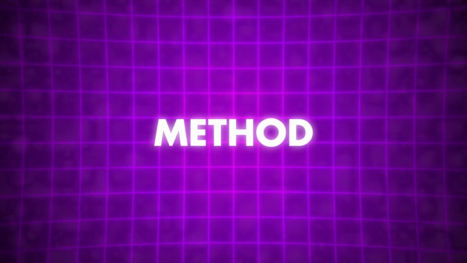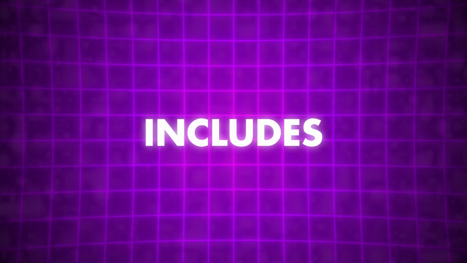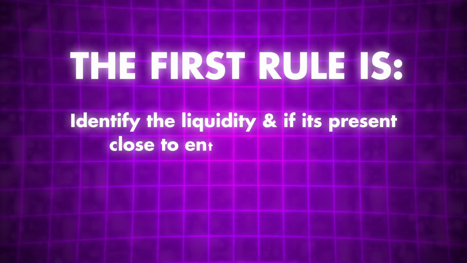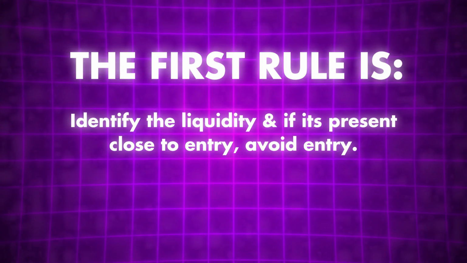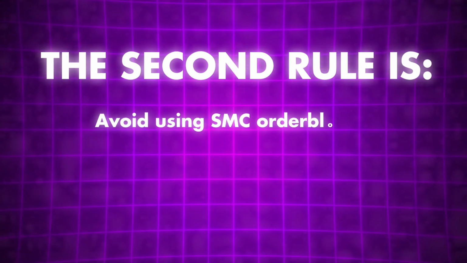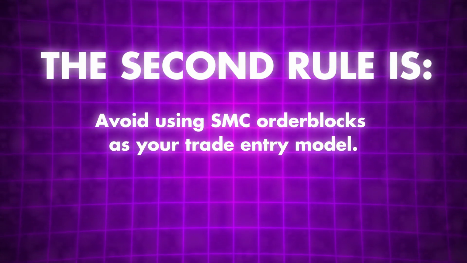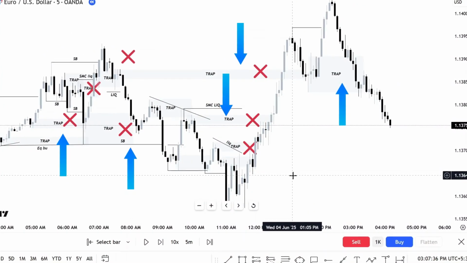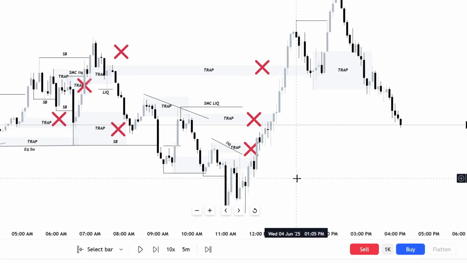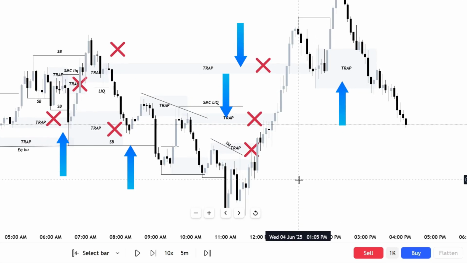Now, the secret method that I use to avoid losses includes two rules. The first rule is to identify the liquidity, and if it's present close to your entry, wait for it to get taken out. The second rule is to avoid using SMC order block zones as your entries. As you can see from the results on the chart, the SMC order blocks do not work. They induce the traders and liquidate them. Instead, wait for liquidity to get taken out.